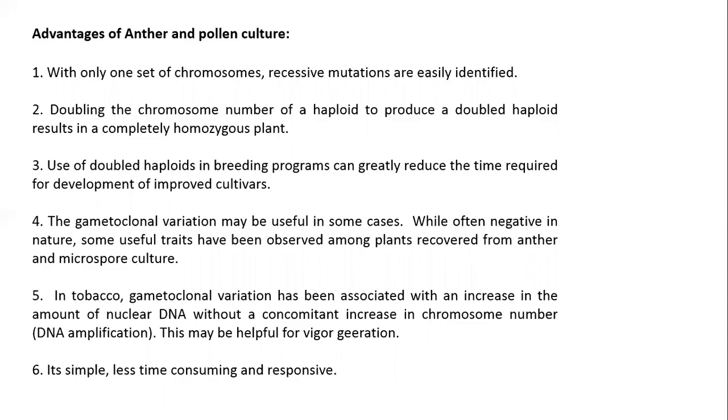Sometimes we can also achieve gametoclonal variation. It may be useful in some cases, while often negative in nature, but some useful traits can be achieved through gametoclonal variation in haploid culture. In tobacco, gametoclonal variation has been associated with an increase in the amount of nuclear DNA, and this is very helpful for vigor generation. And the technique is simple, less time consuming and responsive. This is the main advantage.